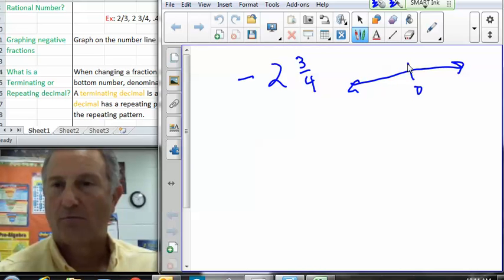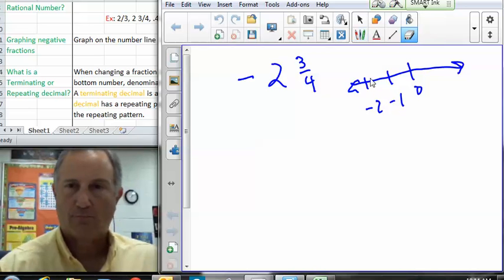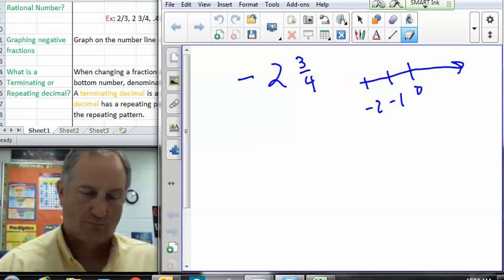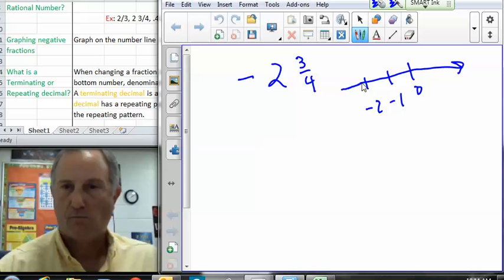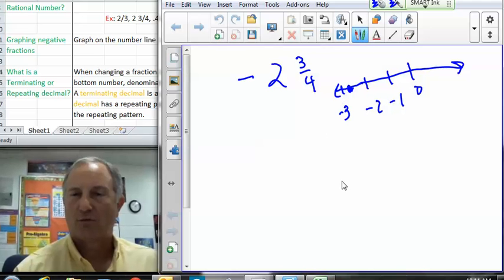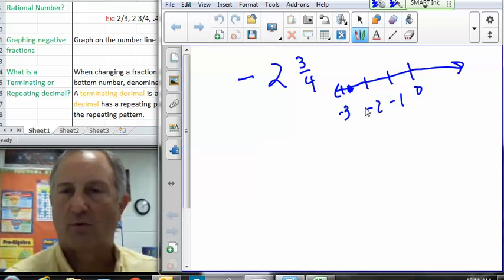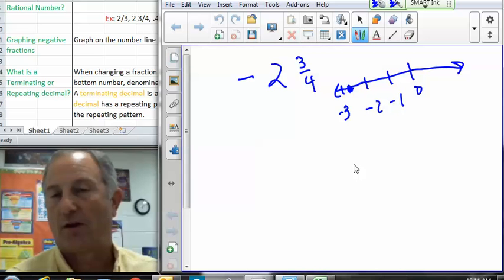here would be 0. We're going to the left, there's negative 1, there's negative 2, and here's negative 3. You think negative 1, negative 2, and then 3/4 of the way would put you right there. That would be negative 2 and 3/4. It's 3/4 of the way closer to negative 3. And that's how you graph the negatives with the fractions.